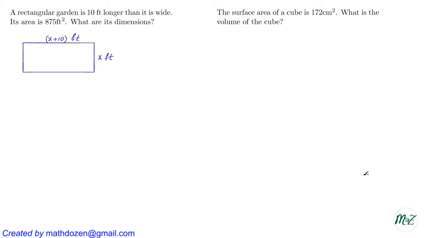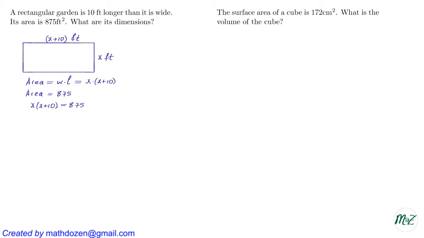And since we're dealing with a rectangle and we know something about the area, there is a formula for the area of a rectangle, that's width times length. So in our case, that will be x multiplied by x plus 10. And on the other hand, we know from the text of the problem that the area is equal to 875 feet squared. So we have this equation that x times x plus 10 should be 875.